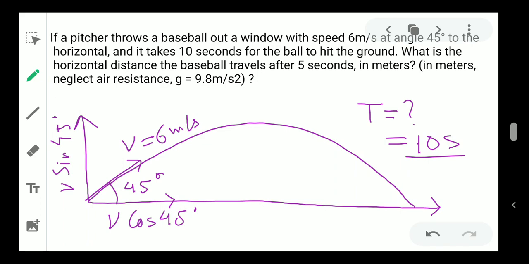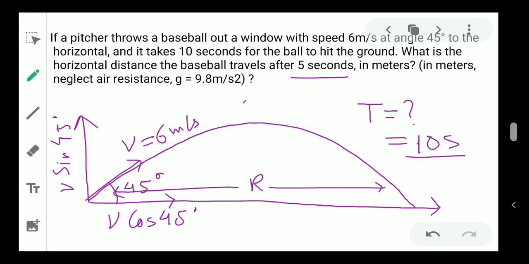What is the horizontal distance the ball travels after 5 seconds? So that means, see, half you have to find out. So whatever is the range you have, see one thing, total time is 10 seconds.